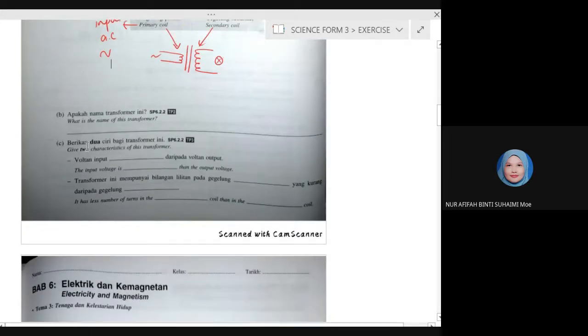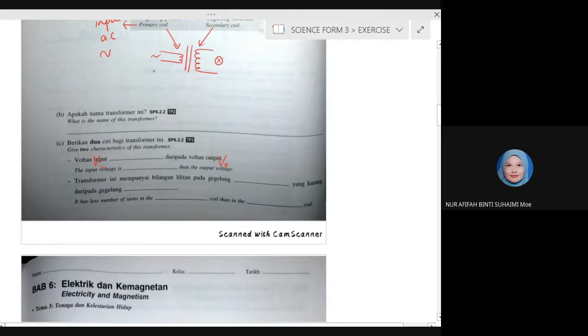Okay, step 2 characteristic of this transformer. Okay. The input voltage VI is then the output voltage. So compare. You compare the output voltage and input voltage. Which one is input voltage? Which one is output voltage? By looking at the diagram again.